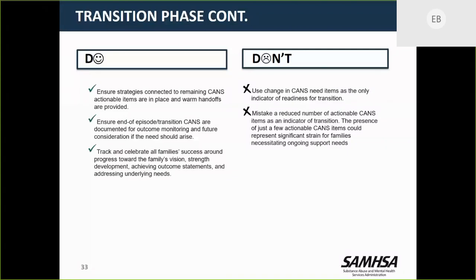And similarly, don't mistake a reduced number of actionable CANS items as an indicator of transition. The presence of this is the flip side. So the presence of just a few actionable CANS items could represent significant strain for the family. So you could go from that average of 12 down to 3, but if those 3 actionable CANS needs are still representing a source of strain and stress and possibility of out-of-home placement for the youth or family, then you probably need to continue to work on those underlying needs in wraparound.